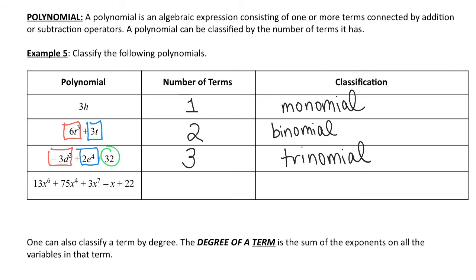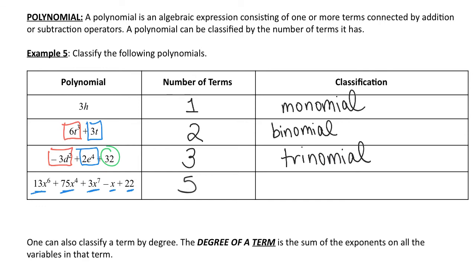And in our last example, we've got a lot going on here. We've got 13x to the 6 plus 75x to the 4 plus 3x squared, take away x plus 22. So this time, how many terms do we have? We've got 1, 2, 3, 4, 5. So we've got 5 terms in total.